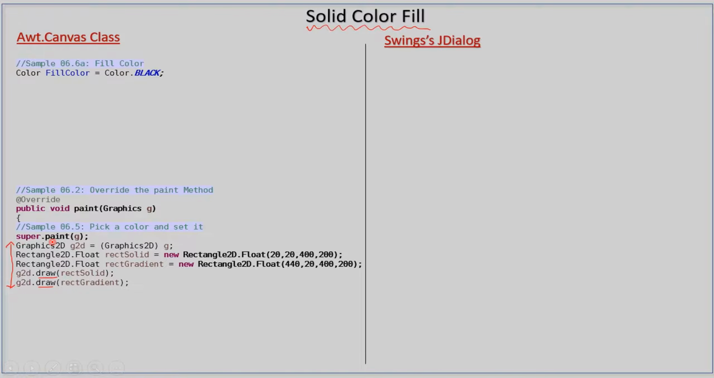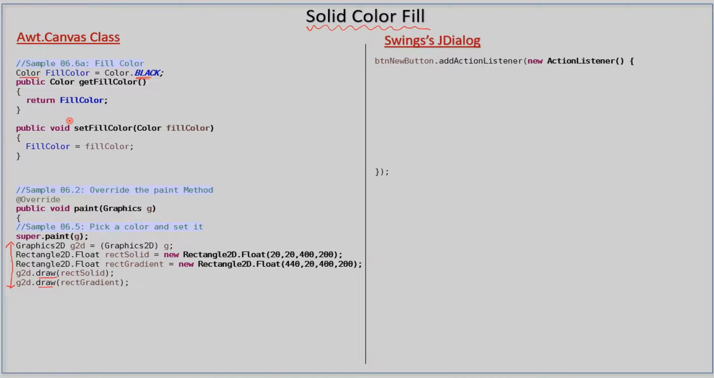Now we introduce a member in our AWT canvas and the member is fill color, type is Color, and we assign black to that color member. Then we have a getter method which returns this fill color. Then we also have a setter method. Using this we can set the fill color member. Alright.